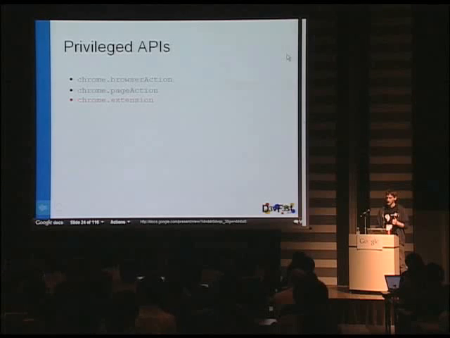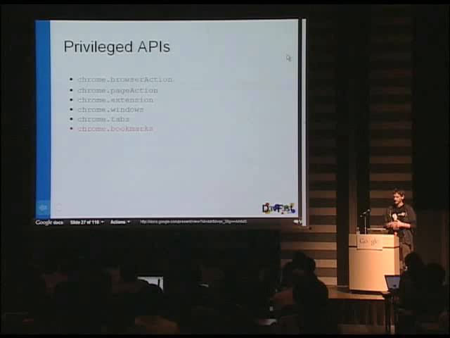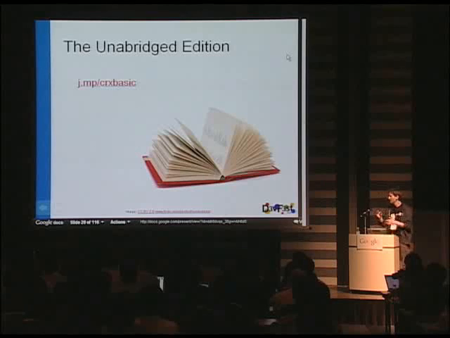And then there are 3 APIs for manipulating the browser itself. Chrome.Windows lets you do operations on windows. Chrome.Tabs lets you do operations on tabs. And finally, Chrome.Bookmarks lets you manipulate the user's bookmark tree. So that's my quick intro to extensions. If you want a full talk on this, you can go to jump.crxbasic.